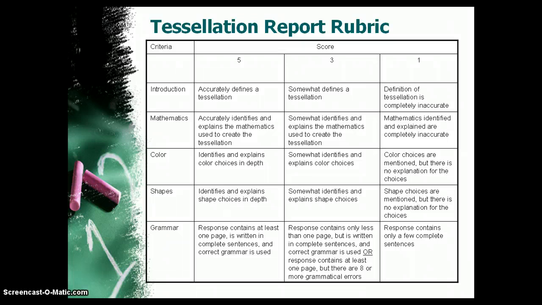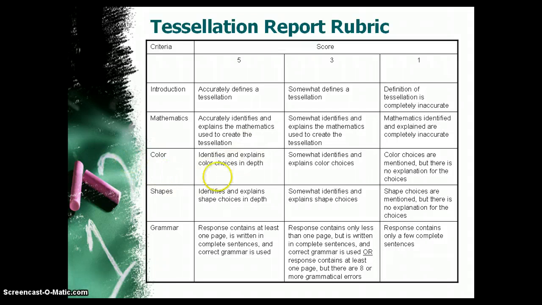Next, we move to the report rubric. Again, 5 categories, 5 points each for a total of 25 points. Your introduction must have an accurate definition of a tessellation. You also want to include any mathematics that you use to create your tessellation, and I am looking for accuracy here. The next category is color.